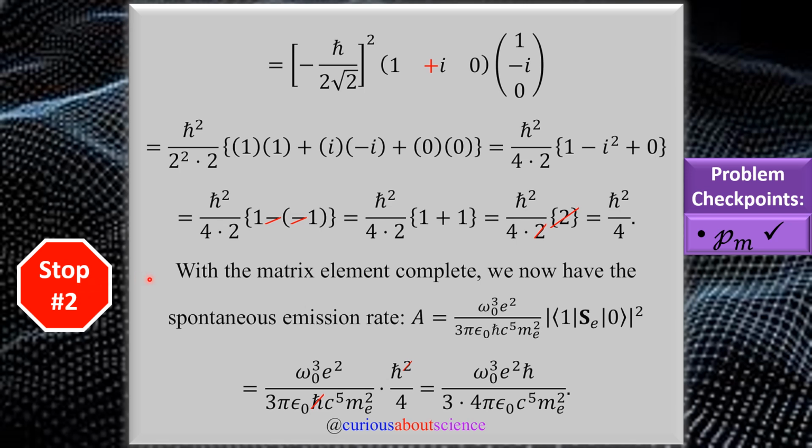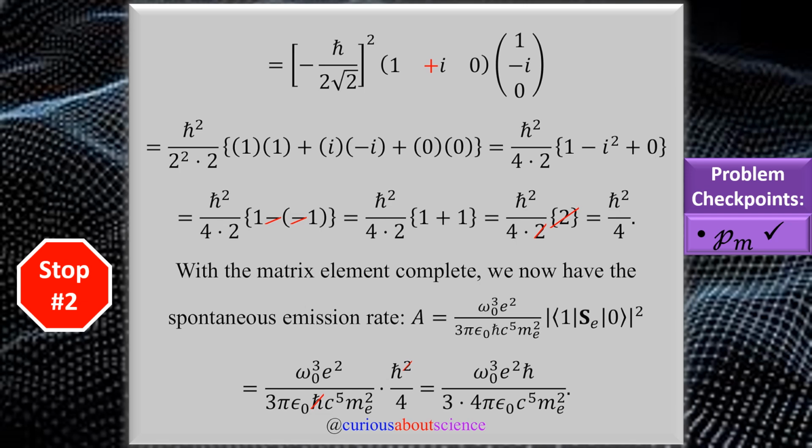Now with the matrix element complete, we can find the spontaneous emission rate, which was given. Plug it in there, cancel away where you see fit, and now you see that you just join everything together. That is your spontaneous emission rate, and we're done. Okay, thankfully that was given to us, but you could have used Fermi's golden rule to find it.